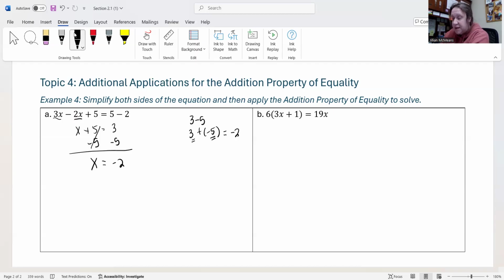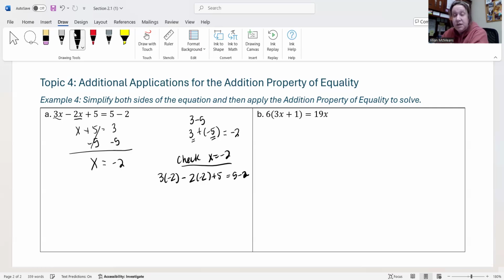And then for this example, for parts A and B, we're going to check the solution. So let's check x equals negative 2 against the original equation. For that original equation, anywhere I see an x, I'm going to replace it with a negative 2. So I get 3 times negative 2 minus 2 times negative 2 plus 5 equals 5 minus 2.